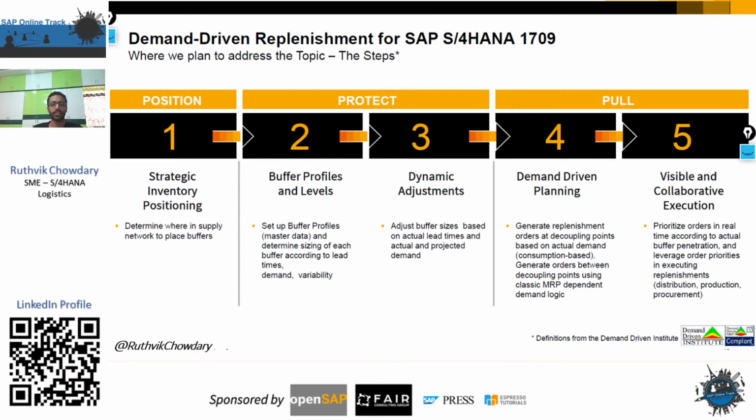As I said, we have a DDMRP set of applications where we can change the MRP type to DDMRP, and we can maintain the buffer levels. What should be my reorder point, what should be my safety stock, what should be my maximum stock level. Those buffer levels will be maintained. So that is dynamic adjustment. Once it is done, then we will run the MRP.